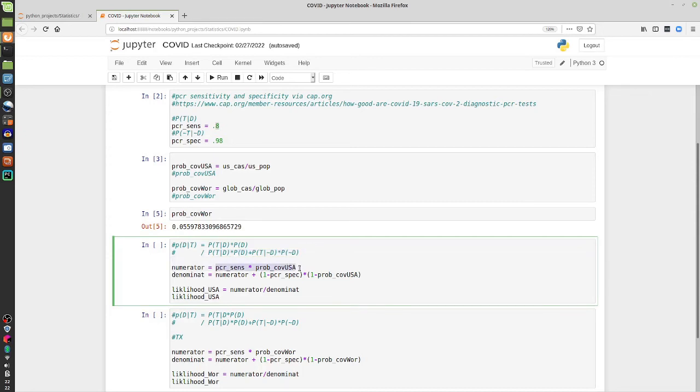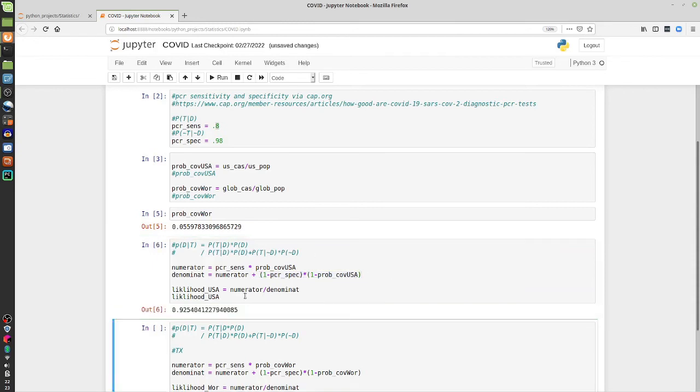We broke this up, so you basically have a numerator and a denominator, and here we're just plugging in these numbers. PCR sensitivity is going to be this section right here. Probability of COVID in the USA is going to be that part right there. And then for the denominator, we're just copying down the numerator, which is listed right there. Then here's the following section right here. So we're just going to break that up and combine it back together here.